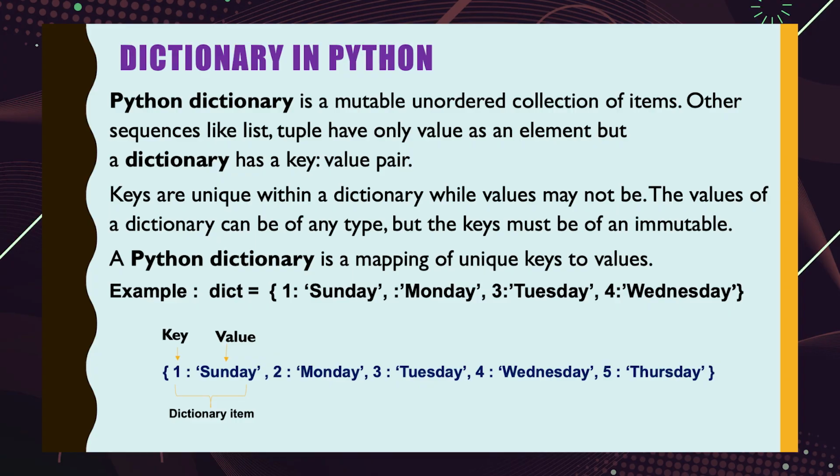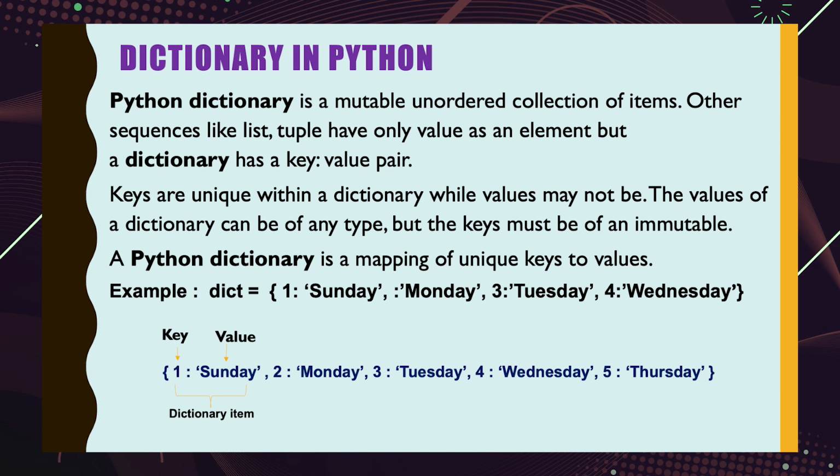Now, let's discuss another data type of Python, dictionary. It is a mutable, unordered collection of items. Other sequences like list and tuple have only one value as elements, but dictionary has key value pairs. Keys are unique within a dictionary, while values may not be. The values of a dictionary can be of any type, but the keys must be an immutable type. A Python dictionary is a mapping of unique keys to values.